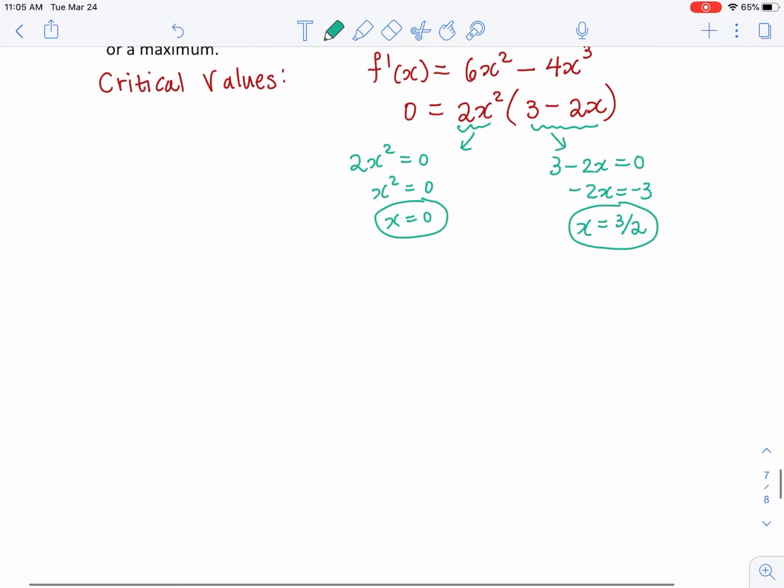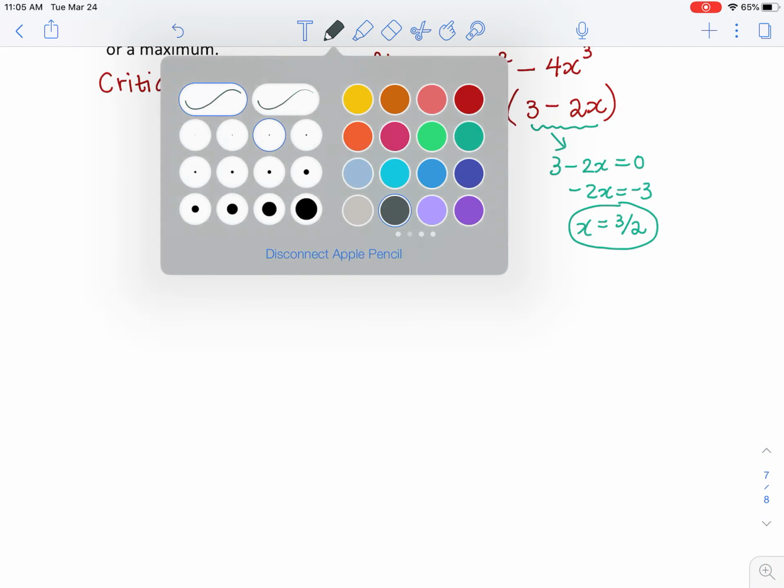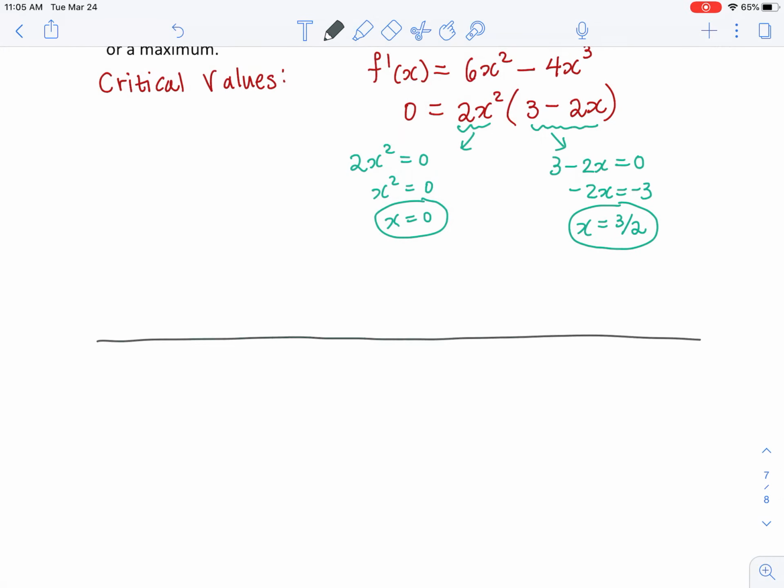So what we're going to do now is we're going to create a number line. Put the small number 0 on the left. Put the big number 3 over 2 on the right. Now we got 1, 2, 3 intervals to test, right? Now your f prime of x.